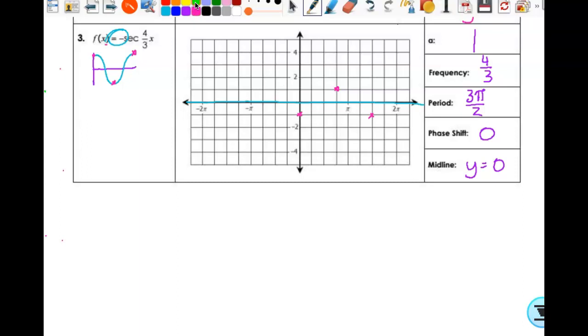At 0, I'm really going to have asymptotes. Right, so halfway between those, I can draw in asymptotes. Then I've got all my anchor pieces done. Then I should be able to repeat. Okay. Any questions about where anything came from?